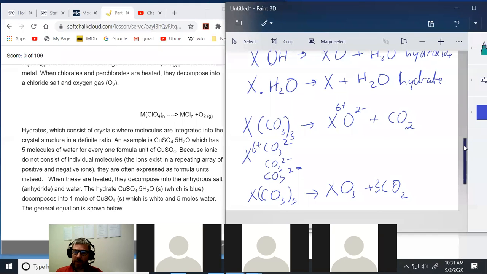You'll see them on the sample test. I always get questions about them, and people say, oh, what's the X? Well, it doesn't matter what the X is. It only matters what the charge is on the X.